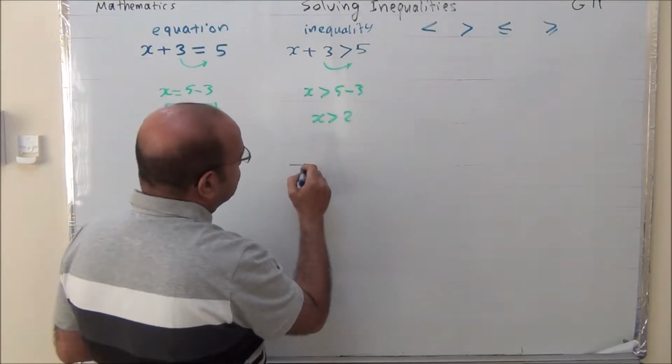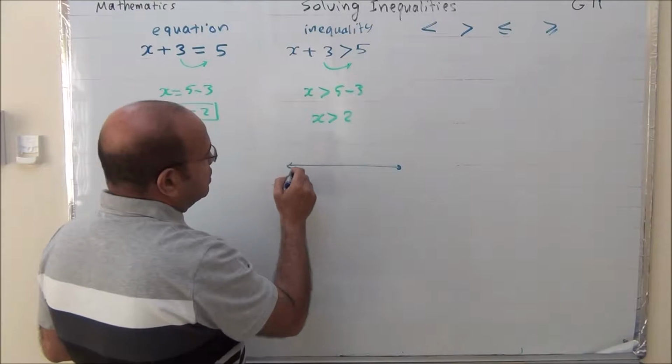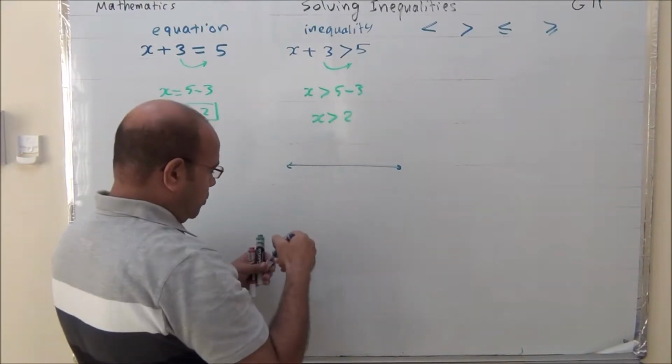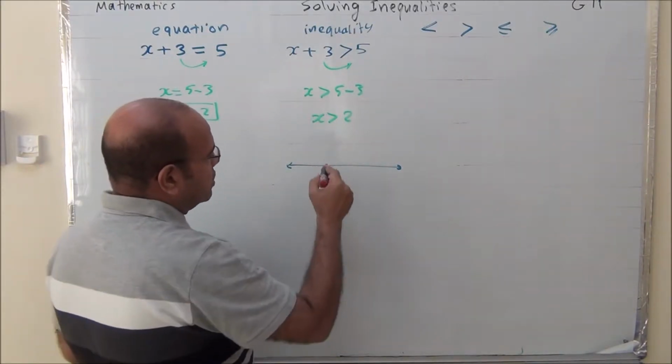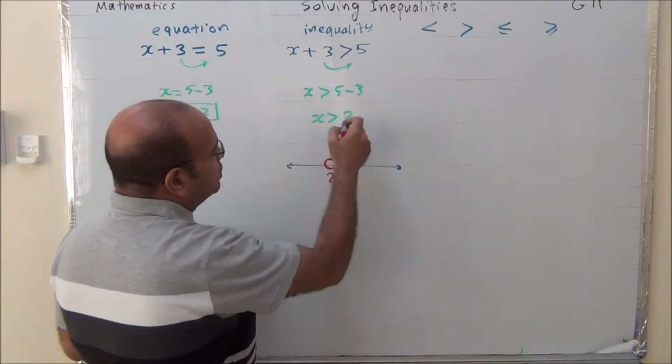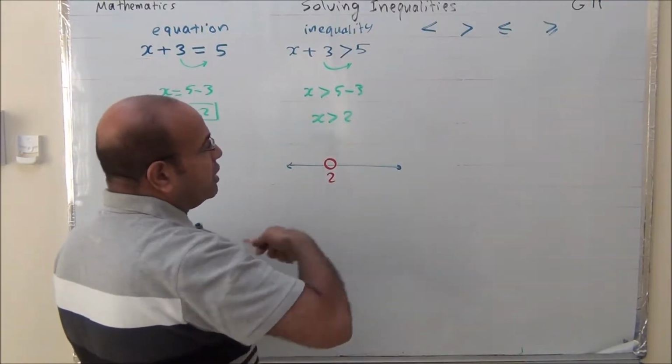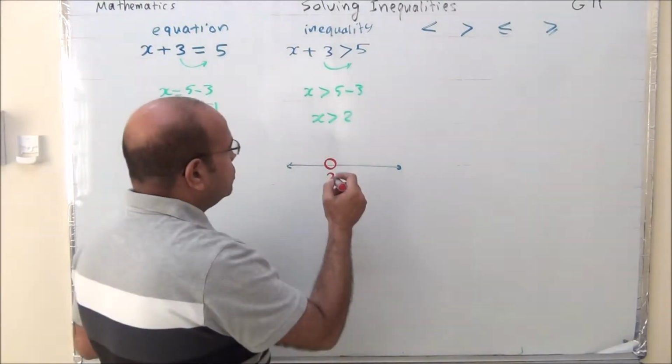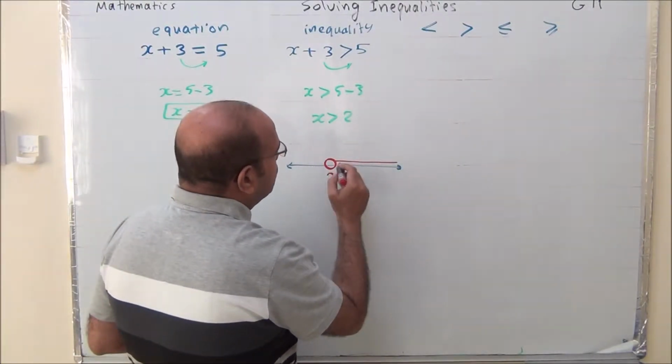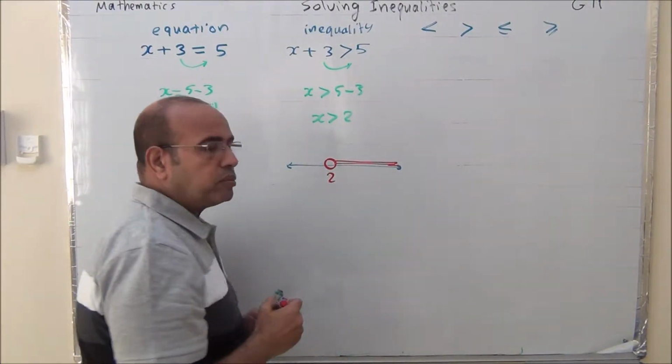We represent the solution on the number line. This is the number line. We draw an open circle around the 2 because it is not equal, and then, greater than, we go to the right. So all the numbers greater than 2, this is the solution.